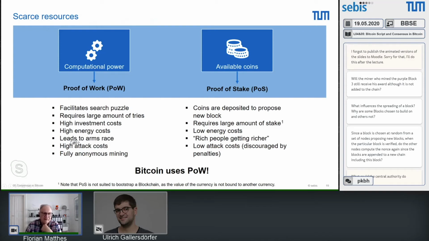In the end it leads to high attack costs, and it also allows fully anonymous mining, because the miners simply have to produce a result, but they don't have to say who they are and which amount of money they possess, etc. So more or less it's a rather simple process. This proof of work is a very nice mechanism to bootstrap such a Bitcoin blockchain-based system, because initially a lot of people would do this mining puzzle, because it's initially cheap to do it.